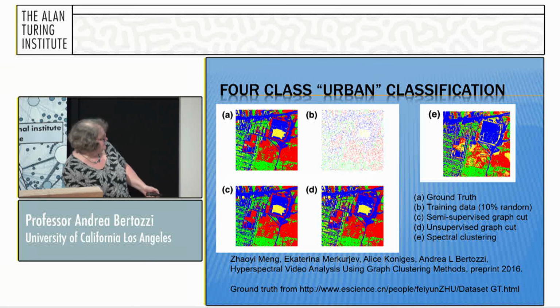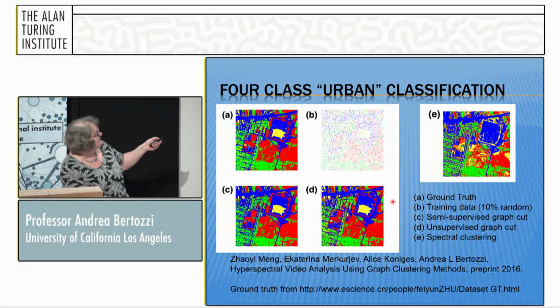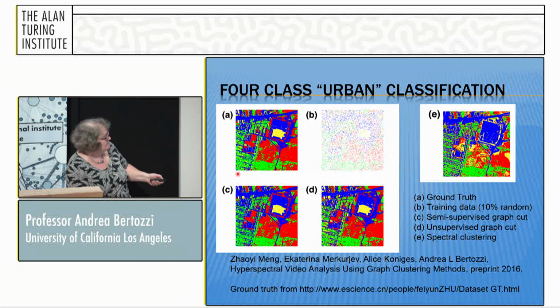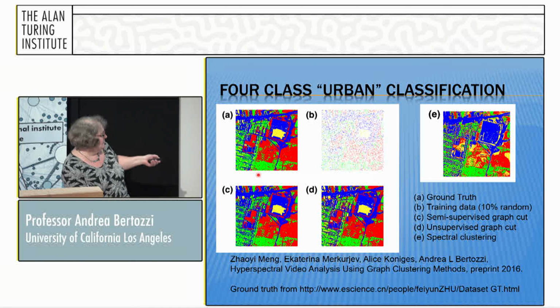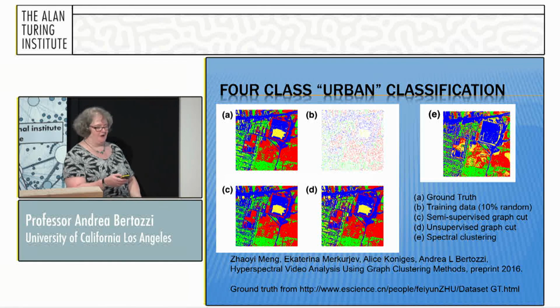This is the stuff that's running on the supercomputer. This is the urban data set, which a lot of people in hyperspectral will recognize. It's a satellite image looking at a Walmart with some residential housing and trees and grass and things like that. This is just showing what we can do with these graphical models. This one is the semi-supervised with 10% training data, and then D is unsupervised. We have an unsupervised version that's basically Chan-Vese, this Chan-Vese method retooled for a graphical model.